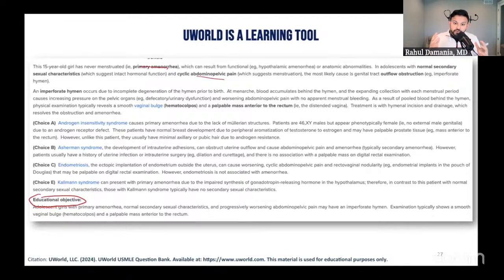So if you shift your mindset to say, oh, this is just a textbook chapter that I need to read after a clinical case, then you will solidify the fact that this is much more of a learning resource than it is an assessment resource for me.